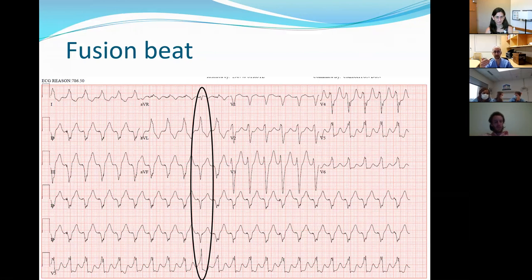Sometimes you'll see something like this, which is a fusion beat. A fusion beat is where you have a QRS that is sort of a mixture of a sinus beat that's coming in at the same time you have VT. So this beat that I highlight for you there is a little bit narrower than the rest, and that's because that's a fusion beat of sinus and VT at the same time.